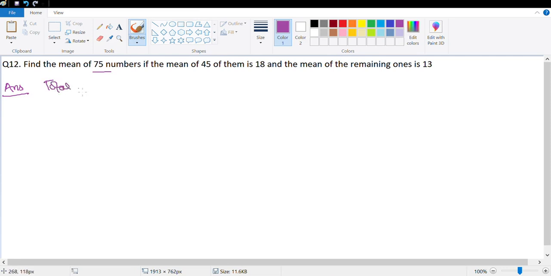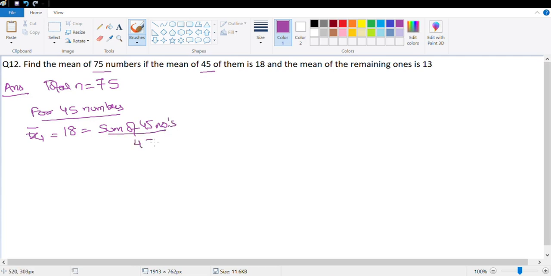total n is equal to 75. Mean of 45. So for 45 numbers, what we have is mean of 45 numbers. Let's call it 1, is equal to 18, which will be equal to sum of 45 numbers upon 45, which means summation x of 45 numbers is equal to 45 into 18.